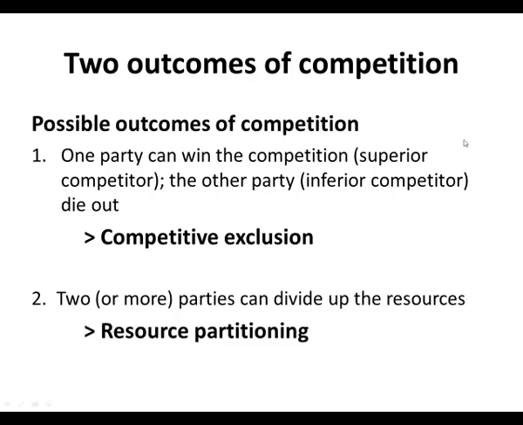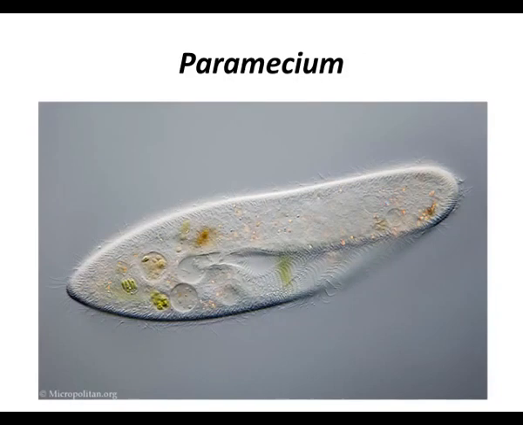The other outcome would be two or more parties can divide up the resource, and we call this resource partitioning. And there's tons of examples for this too, especially in the rainforest where there are so many species. We can actually see lots of examples for resource partitioning. Okay, so let's explore both competitive exclusion and resource partitioning with some examples.